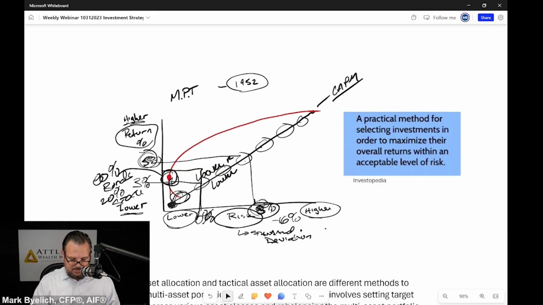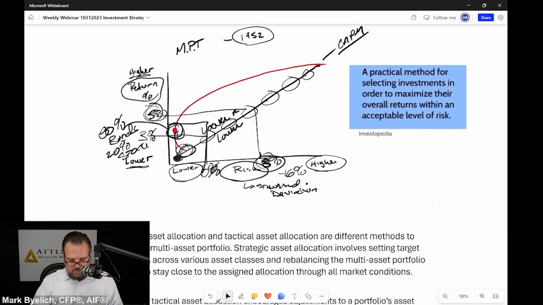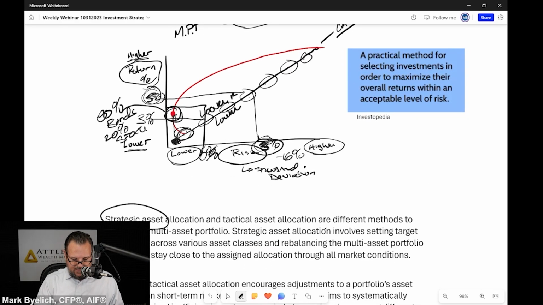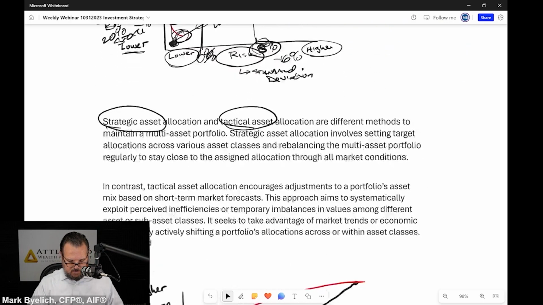I hope that makes sense. Now the question is, how do you build these portfolios? Well, we follow strategic asset allocation. So basically there are many different types of portfolio structure theories. Two really popular and most used are strategic and tactical asset allocation. These definitions are from Vanguard.